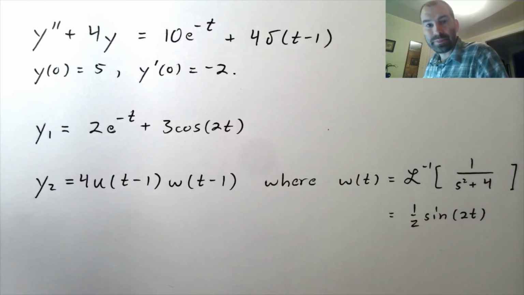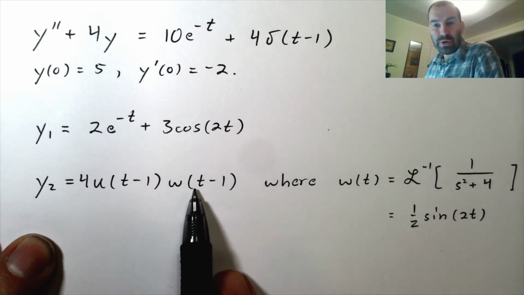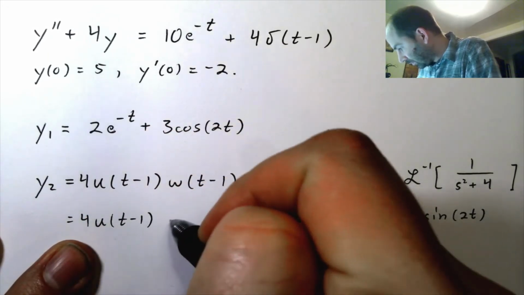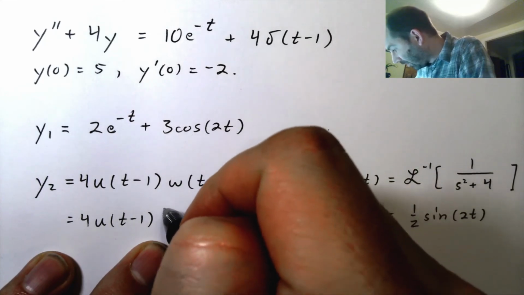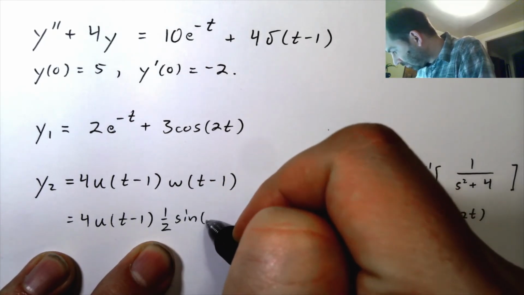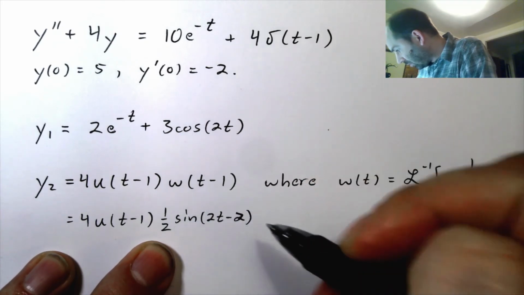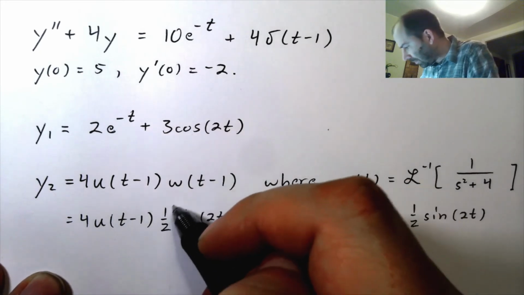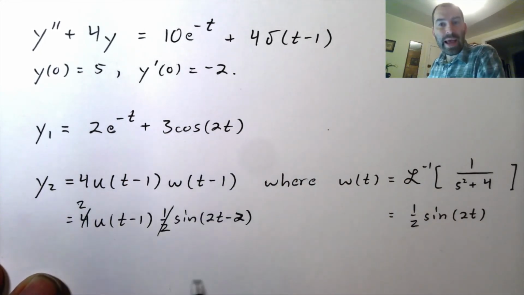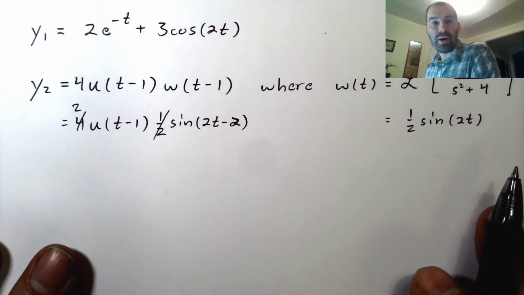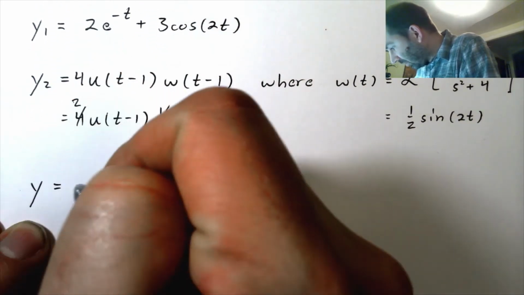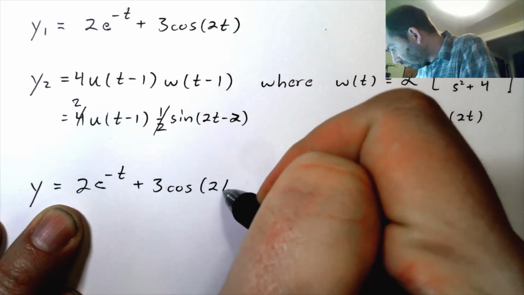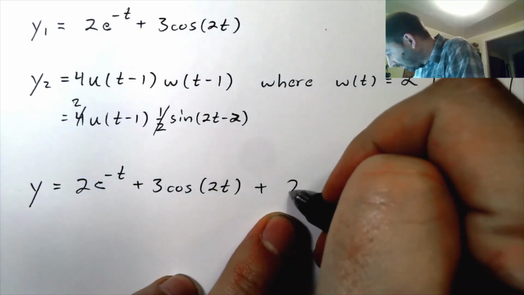Okay. Now remember, that's W. We want W(t minus 1). So what we really need to do here is substitute t minus 1 in there, which gives me 2t minus 2. Of course, the 4 and the 1/2 will cancel each other out. Well, leave a 2 behind, right? And now we know our final solution is the sum of these two guys. So our solution is going to be this stuff plus this piece.